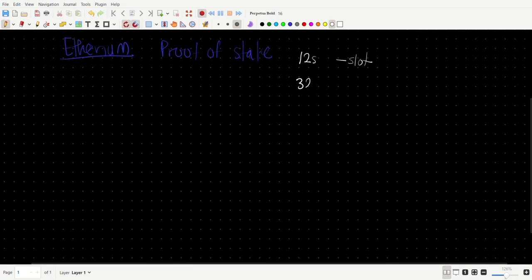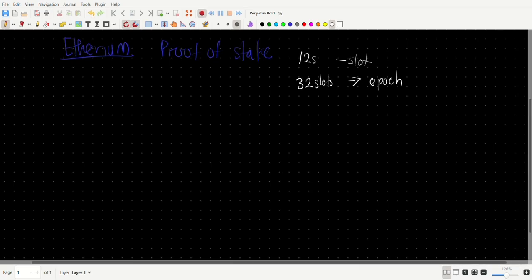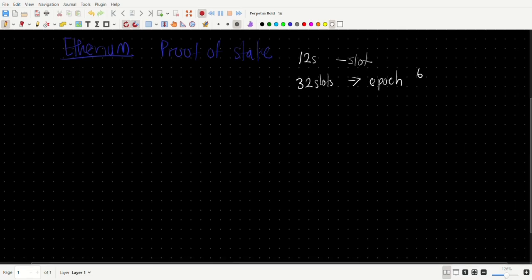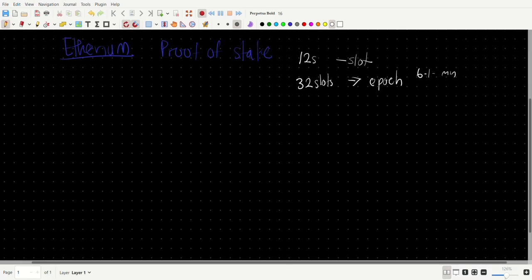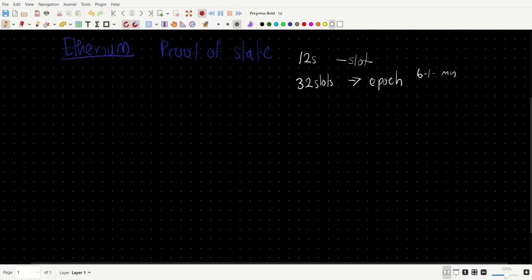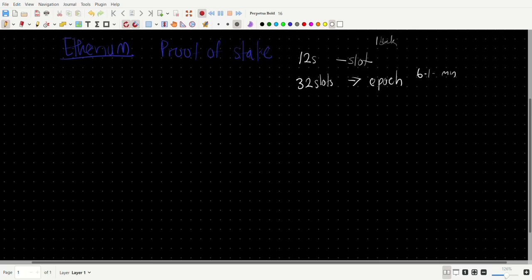For every 32 slots, we call it an epoch. So an epoch is about 6 point something minutes. If you calculate 12 seconds times 32, it's an epoch. So when you get the word epoch, it means 32 slots. For every epoch, there are 32 blocks. You know what we said? For one slot, there is one block. So in Ethereum, every 12 seconds there's a new block. That's how fast it works.